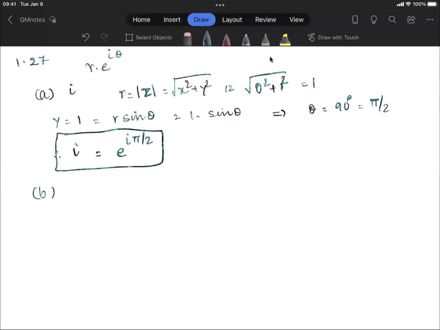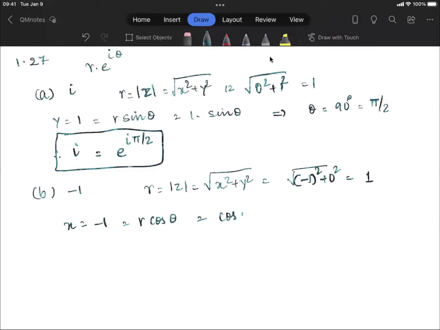Now let's look at b, which is minus 1. r is again equal to the square root of x squared plus y squared. In this case, r is again 1, and x is equal to minus 1, which is also equal to r cos theta. And cos theta is minus 1, that implies theta is equal to pi radians or 180 degrees. So minus 1 is actually e to the power i pi.